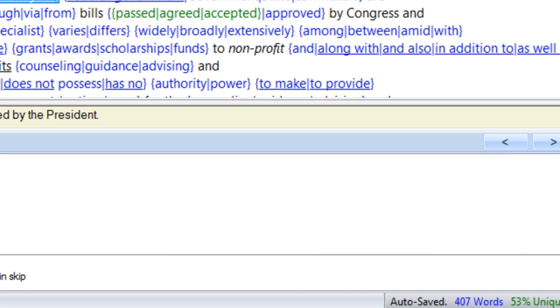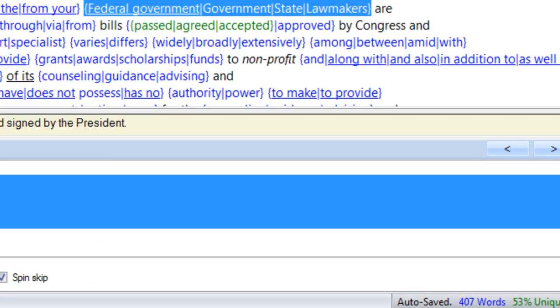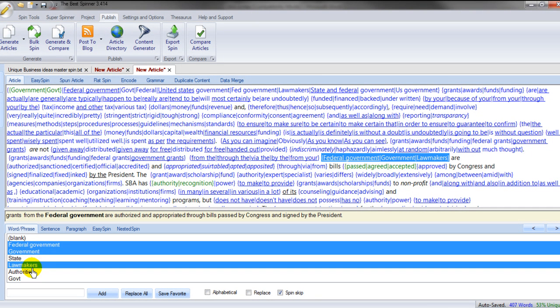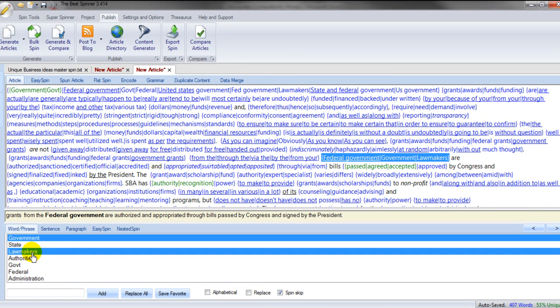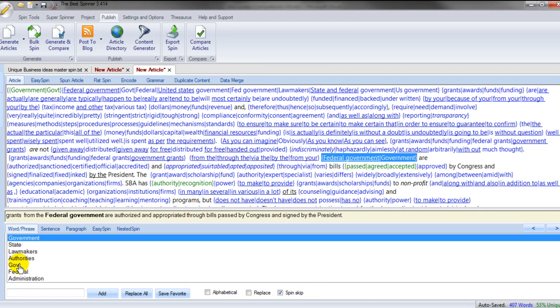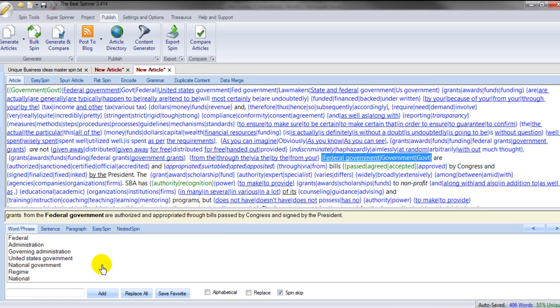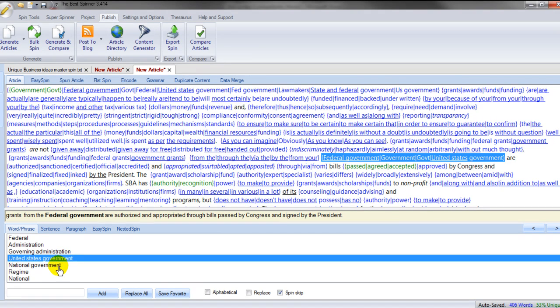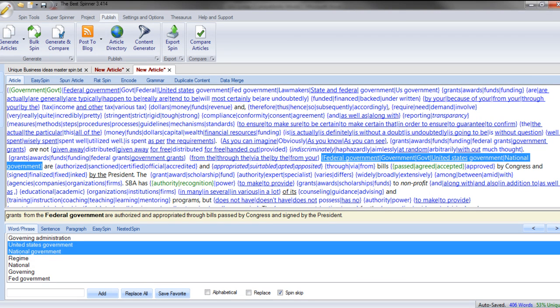From the federal government. Again, the federal government is not the state government. Lawmakers could work? Not necessarily. Government, yes. United States government, national government, because the federal government is the national government. Now, "are" from "the governments are."